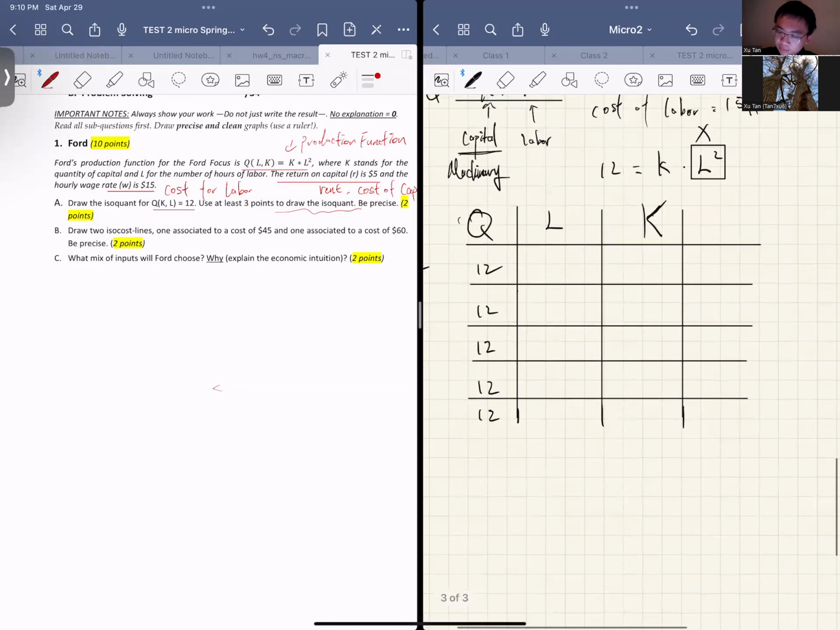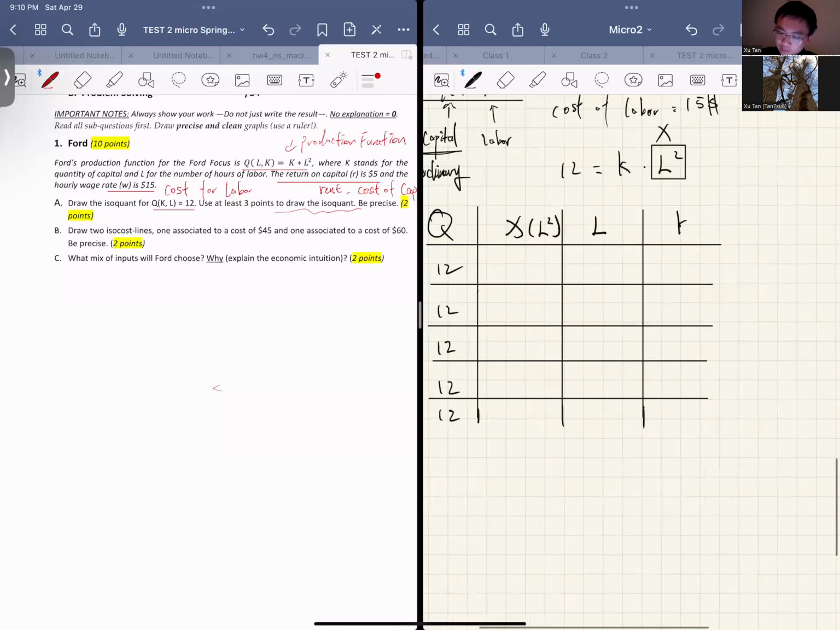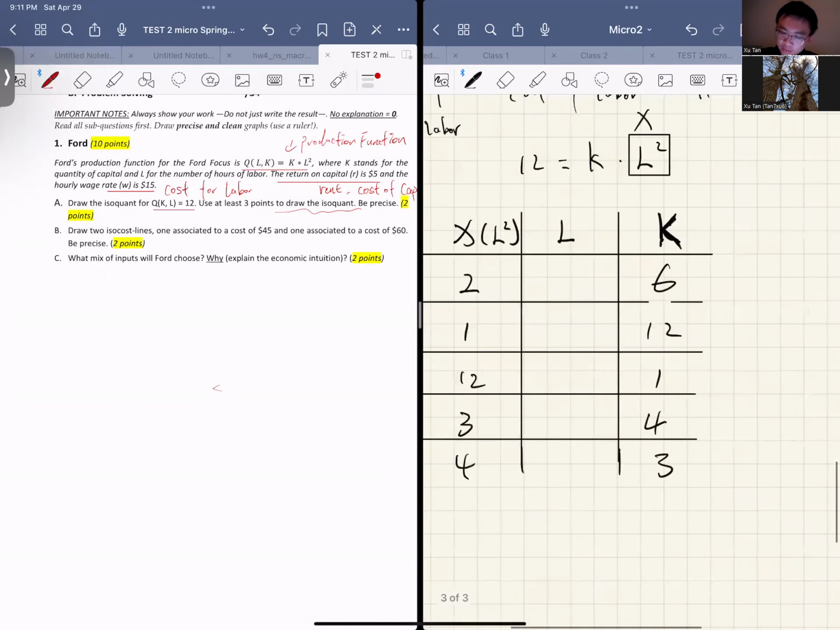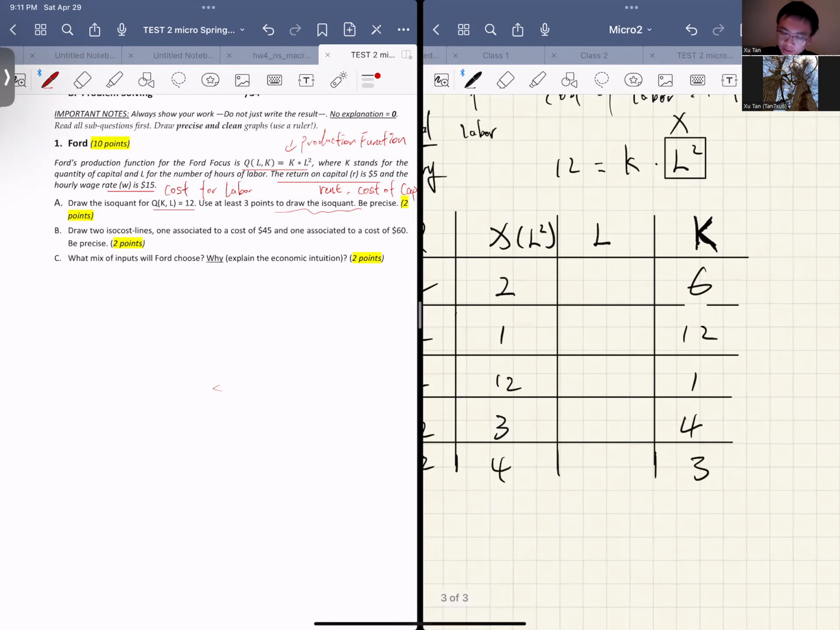So there's a few of them. Let me just erase this. So we have x. Oh, this is labor squared. And we know this is labor. And this is capital. I think this might be easier for you guys to make sure things are right. So what times what equals 12? So 2 times 6, 12. 1 times 12, 12 times 1. 3 times 4, 4 times 3, right? So we get all our x and K.